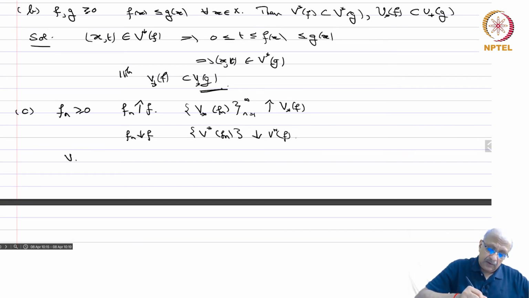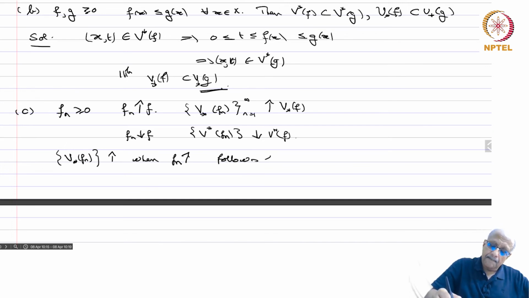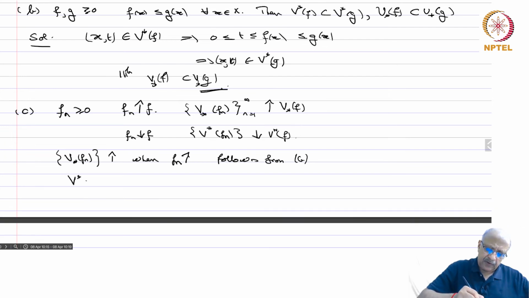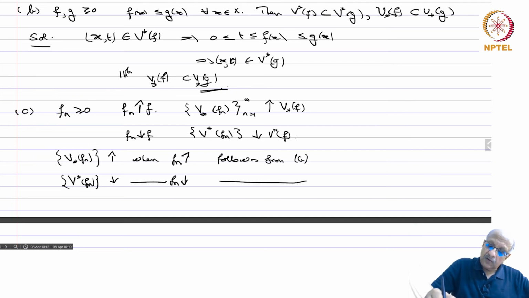So V sub star f_n increasing when f_n is increasing follows from B. Similarly, V superstar f_n decreasing when f_n decreases also follows from B.